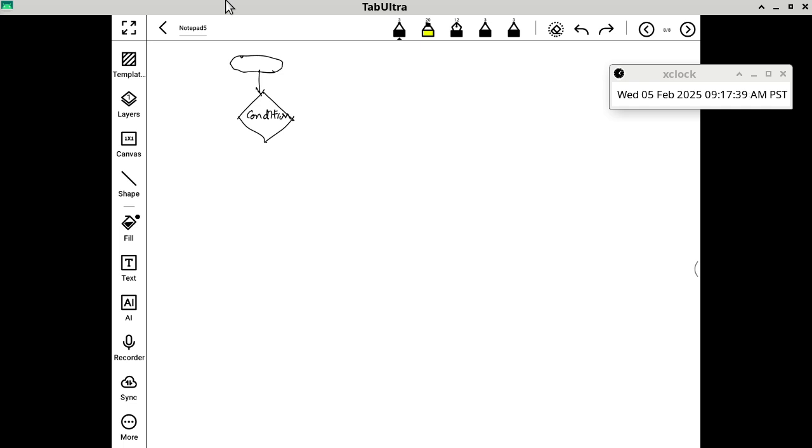Out of that diamond, you have two branches. One branch is labeled true, the other branch is labeled false. So basically, depending on the answer to the question, which is the condition, you have to follow one of those two paths out of the diamond. Are we good so far?